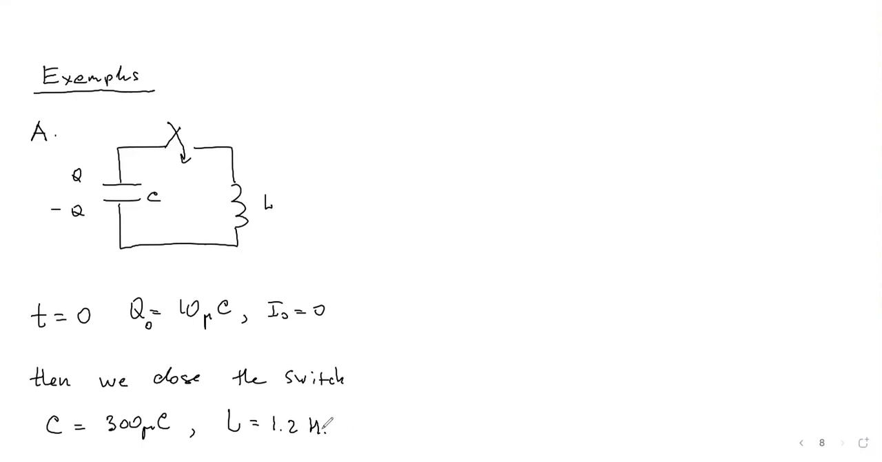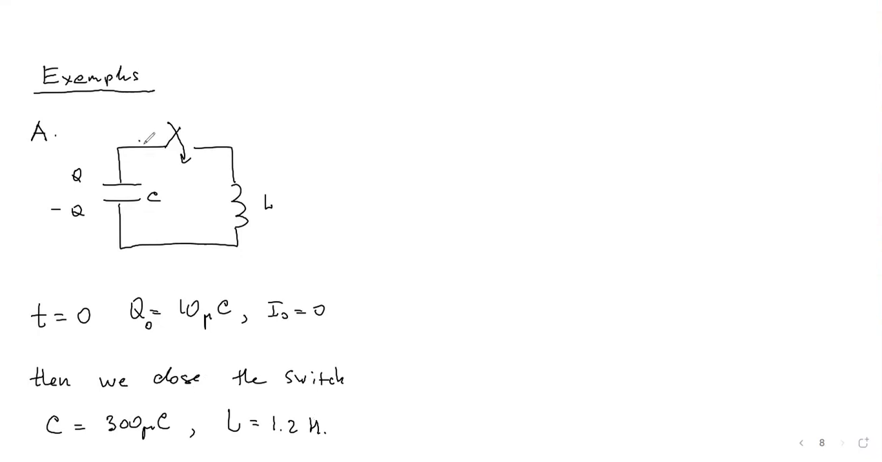So at time equals 0, we close the switch. So this initial charge that was on this capacitor will start to move from positive plate to negative plate through the inductance, and the process will continue. You have a relatively okay capacitance and large inductance. So then we can ask hundreds of questions. So write the charge as a function of time, write the current as a function of time.